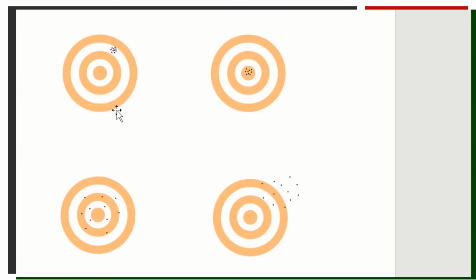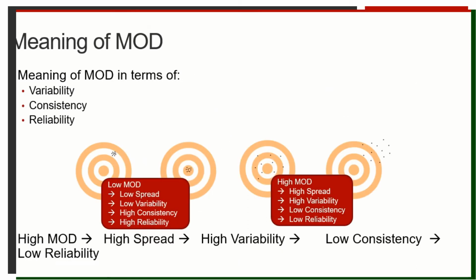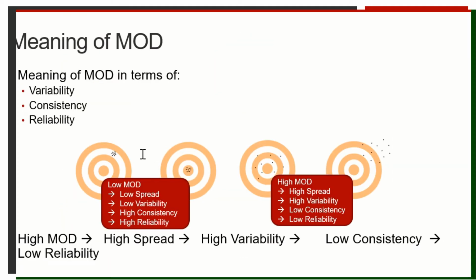Let's look at question 4. All right? So now we're going to look at this. Let me go through this. So the meaning of MOD in terms of this. If you look at the first two, what happens here is that there is low MOD. The spread is lower. As you can see, the spread is lower. The variability is lower. The consistency is high and the reliability is high. You need to get used to these terms. When I ask you whether that runner is reliable or not, when you calculate the standard deviation it must be low. That means it's consistent. You understand?